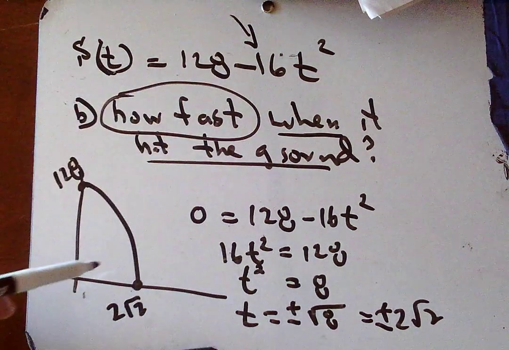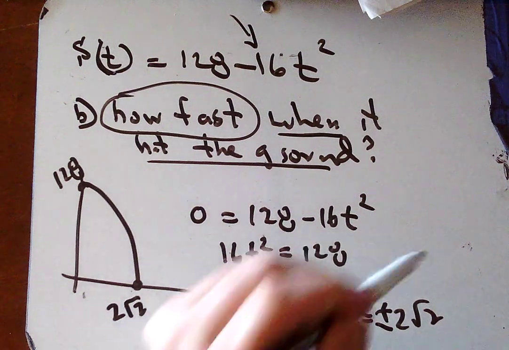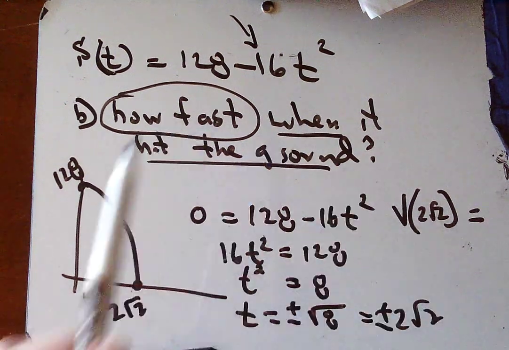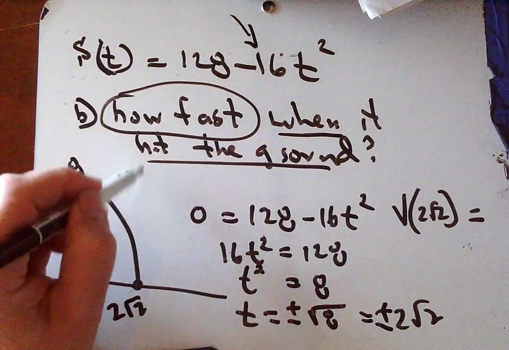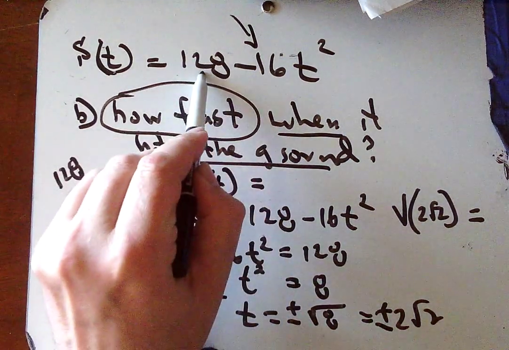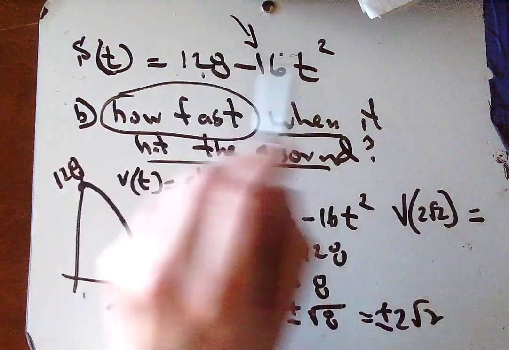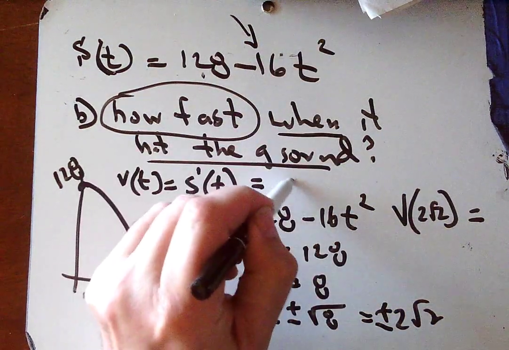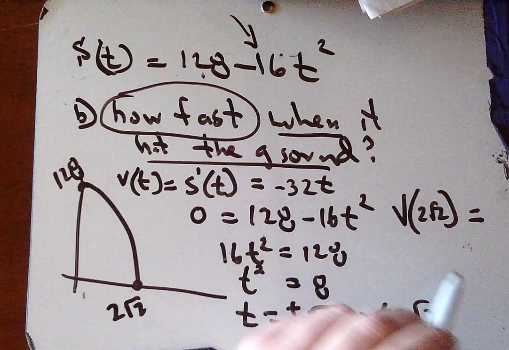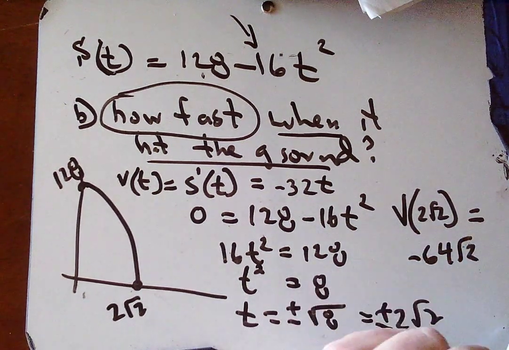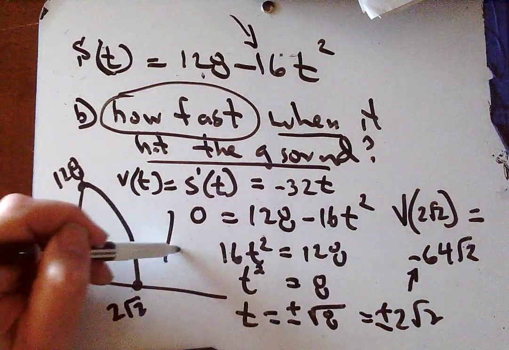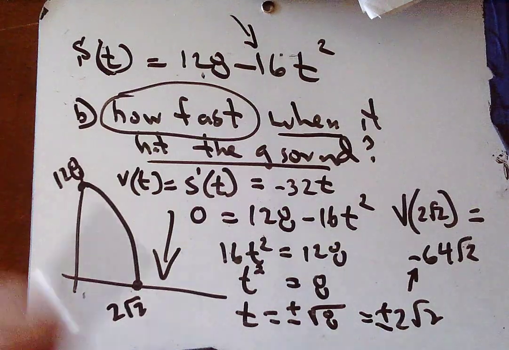But we want to know how fast at that moment in time. So we're looking for v of 2 root 2, which means I need to plug 2 root 2 into the velocity equation. Remember from last semester that velocity is the derivative of position, and so the derivative of 128 is not 128. Please wake up. The derivative here is going to be negative 32t. So I'm plugging in my 2 root 2 for that t, and I get negative 64 root 2. And that's how fast it's going when it hits the ground. Negative means down. Okay, good.